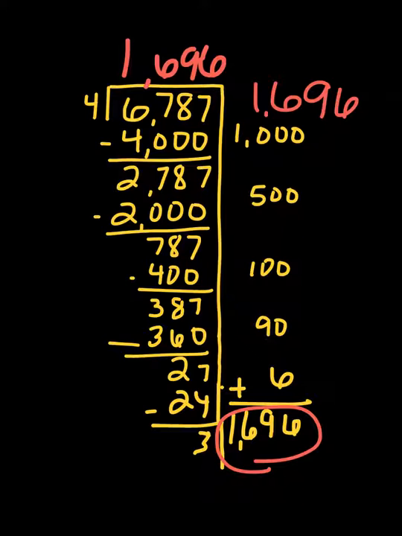Okay, let's go ahead and get rid of this. Go back to this problem real quick. Hopefully you caught the mistake that I made, because if you did, that's super awesome. Look at what we had down here. So really it's 1,696, remainder 3. If you caught that, good job.